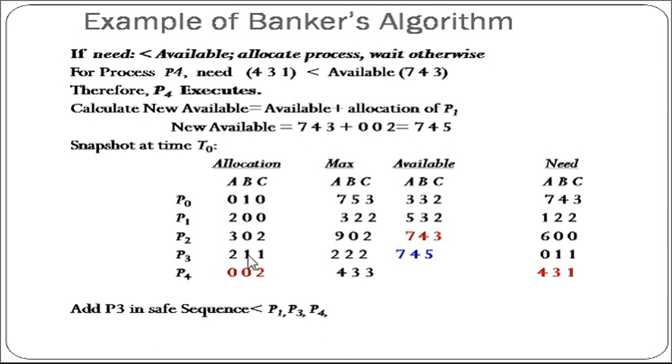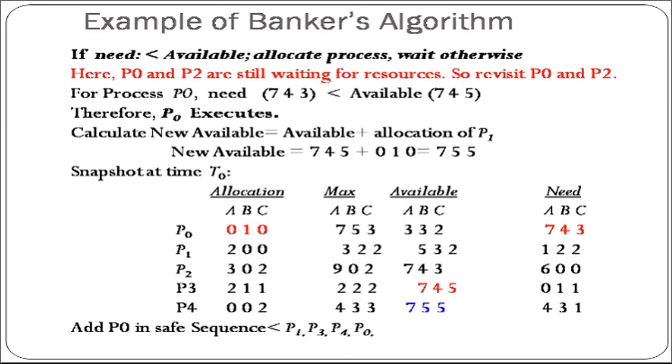At this place we have traversed all the processes P0, P1, P2, P3 and P4, but only the executed processes are P1, P3 and P4. Now again we will revisit P0 and P2 because they are still waiting for resource allocation. First we revisit process P0. For P0, what is the requirement? The need is 743 and what is the current available? It is 745. As 743, that is the need, is less than available, P0 executes.